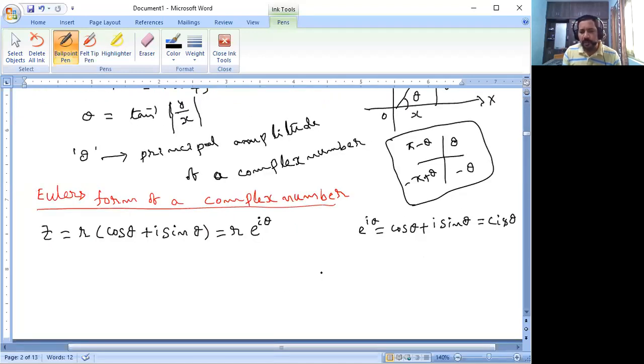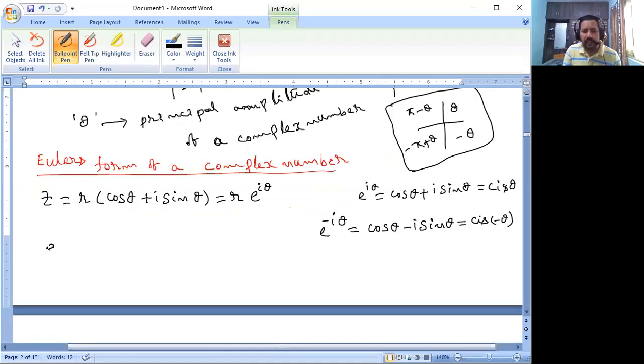Now e power minus i theta is equal to cos theta minus i sin theta, that is cis minus theta. Now for these two equations, I am going to add e power i theta plus e power minus i theta. Adding these two, the i sin theta cancels and we get 2 cos theta. So cos theta is equal to e power i theta plus e power minus i theta by 2.